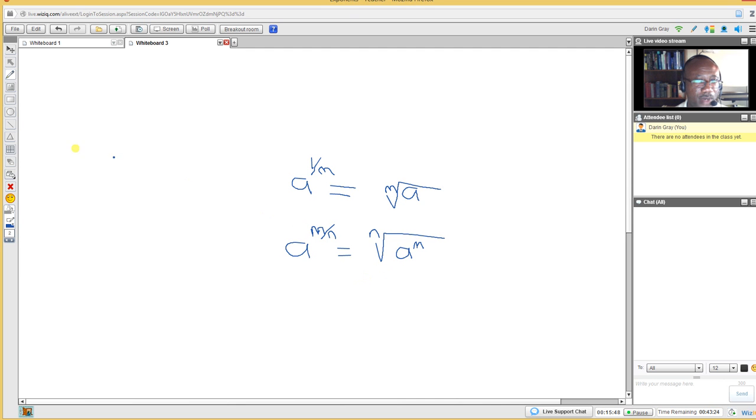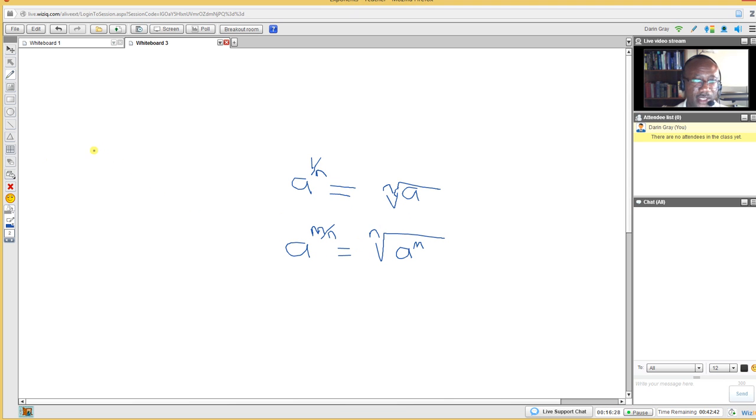And I probably should make this a little bit more consistent, so it's not confusing. We're going to turn these both into n's, since that will make it a little bit easier to understand. That way it's a little bit more consistent. So 1 over n, if you raise a to that power, then you're going to get the nth root of a. If you have a to the m over n, you're going to get the nth root of a to the m. So let's throw some numbers in here.